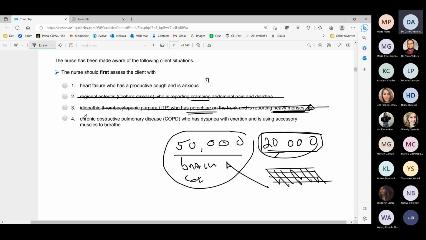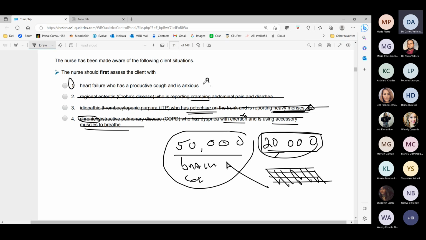Okay. Chronic obstructive pulmonary disease, generally COPD, because the chronicity is a distractor, no? Who has dyspnea with exertion. Well, when exercising, dyspnea is expected, and the client is using the accessory muscles of respiration to breathe. This is the compensation. We use the accessory muscles when we have a respiratory problem, when we are tired, exercising, and we have that. So it is expected. So it must be one.